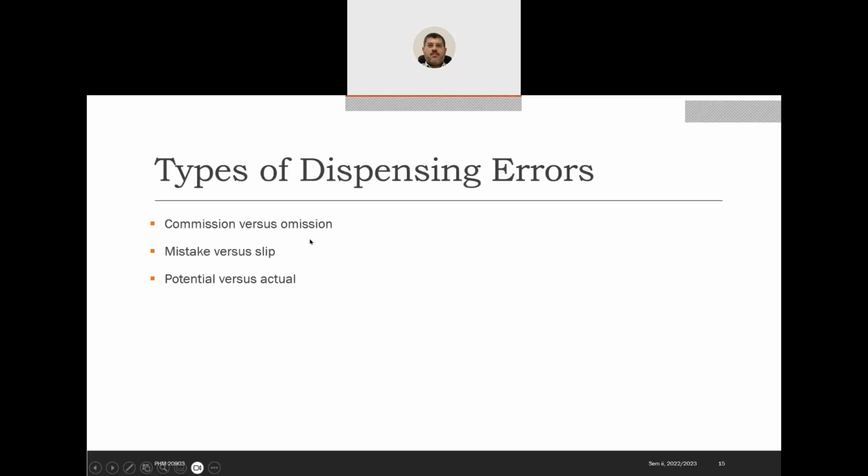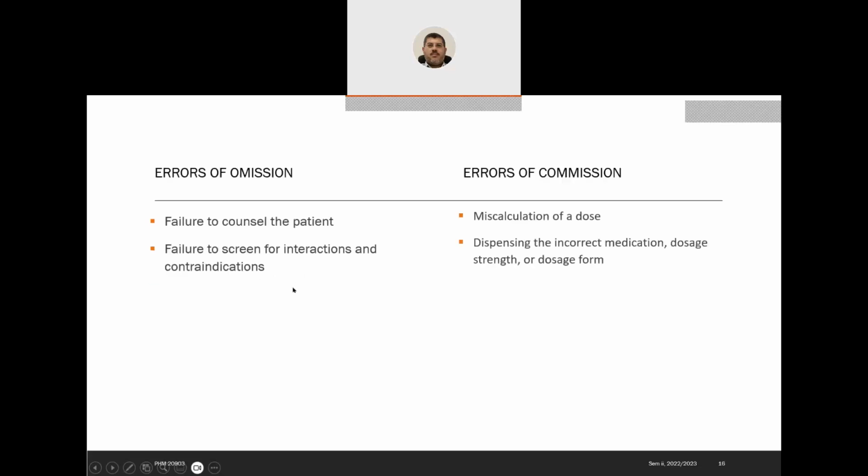These errors have different types: commission and omission errors, mistake and slip errors, potential and actual errors. Okay? So first, what is an error of omission? What is an error of commission? An error of omission is failure to counsel the patient, or failure to screen for interactions and contraindications. It means that we forgot to do something that we are supposed to do. This is the omission, something we didn't do but were supposed to do. We omitted it from the list of tasks that we are doing.